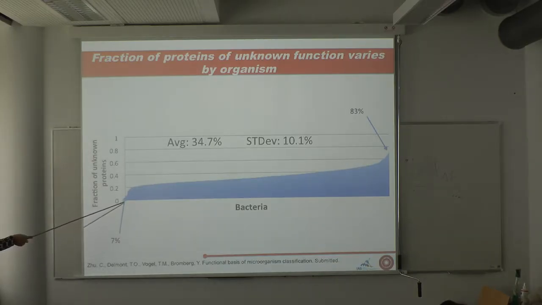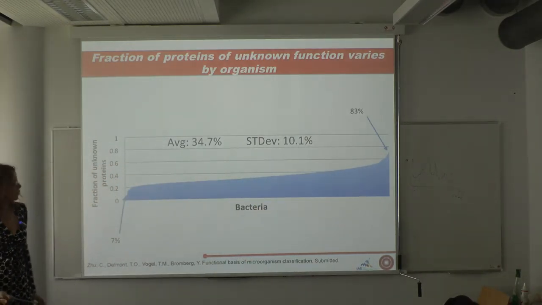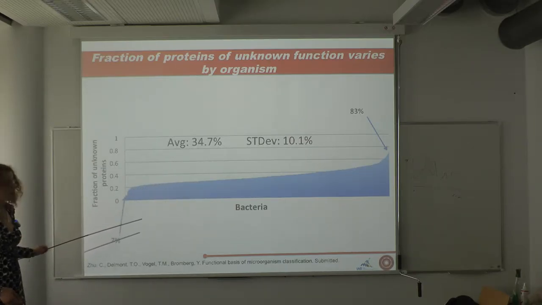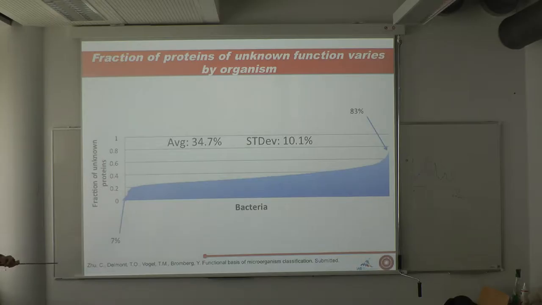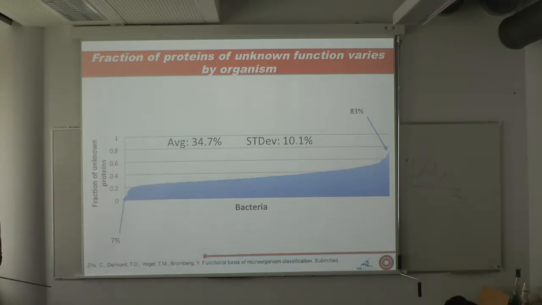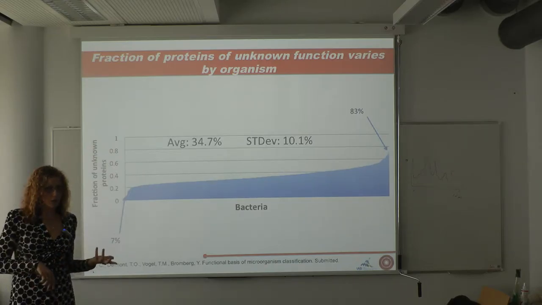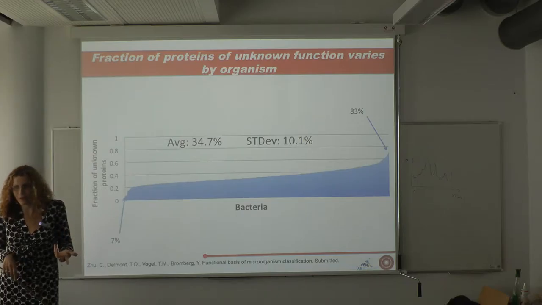What you see is that there are some bacteria, you can take a wild guess which one, that are completely or almost completely annotated. And some bacteria are almost completely unannotated. So there is a huge span. The average amount of unannotated proteins in the proteome is 35%, more or less. So about a third of the bacterial proteome is usually not annotated with a function. This is important because if we're going to use function to describe similarity of bacteria, we need to know what these functions are.